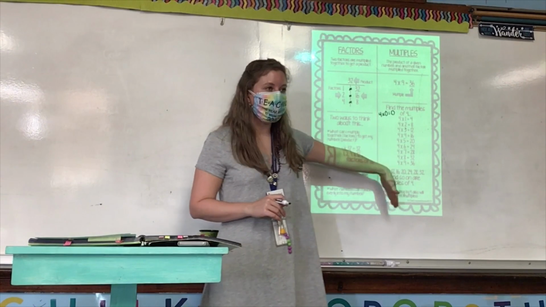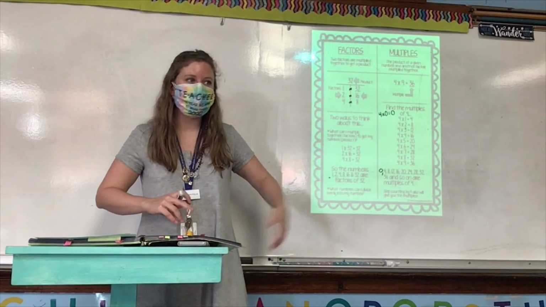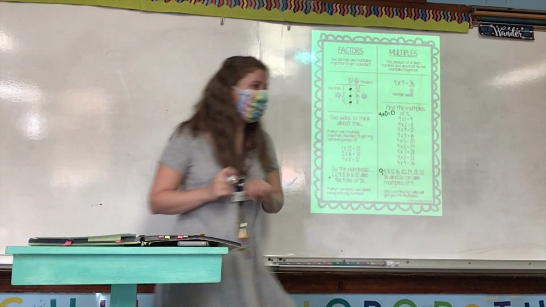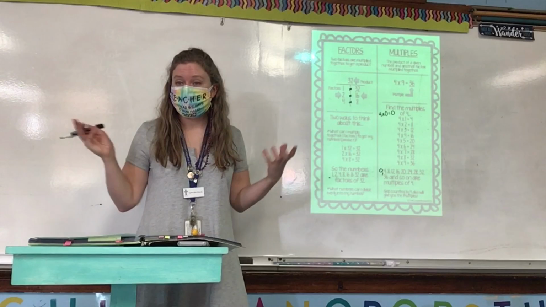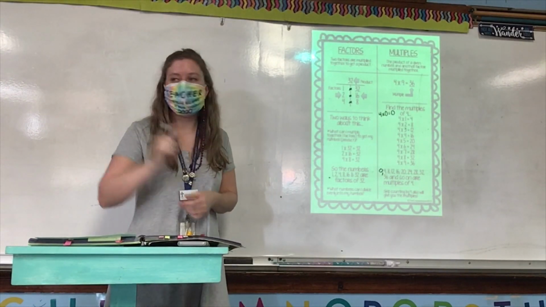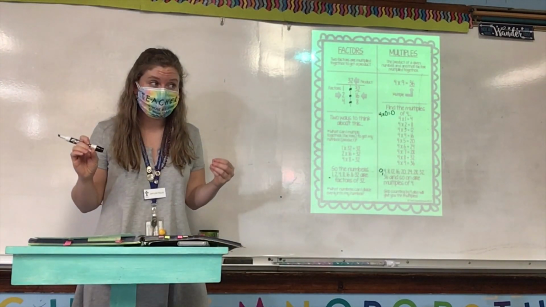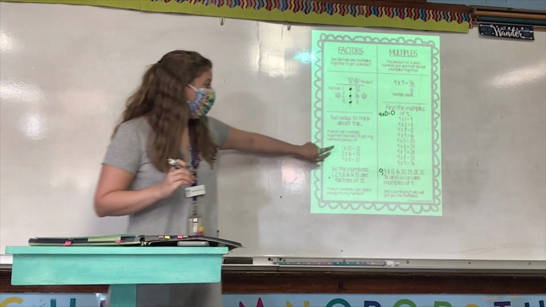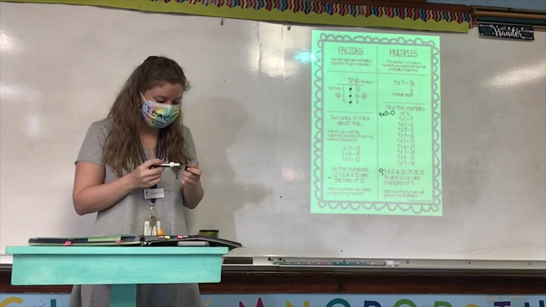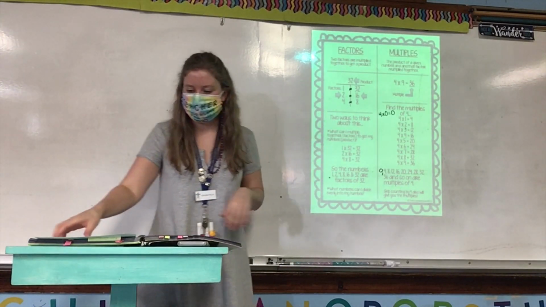Because we could keep going, right? We could do 4 times 10, 4 times 11, 4 times 12, 4 times 13, and all of those answers would be the multiples of 4. So if you're trying to find the multiples of a number, you're going to multiply it by other numbers and find the answers. The answers are the multiples. The pieces of the problem are the factors. So what we're going to do today is find factors and multiples of certain numbers.